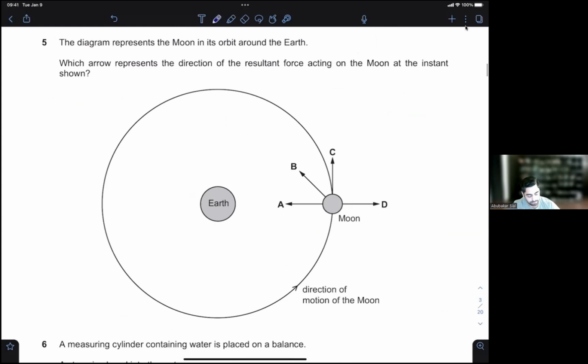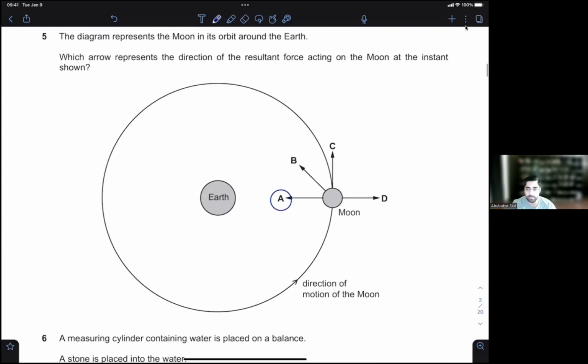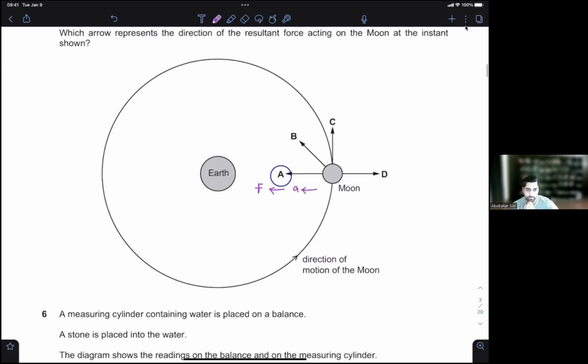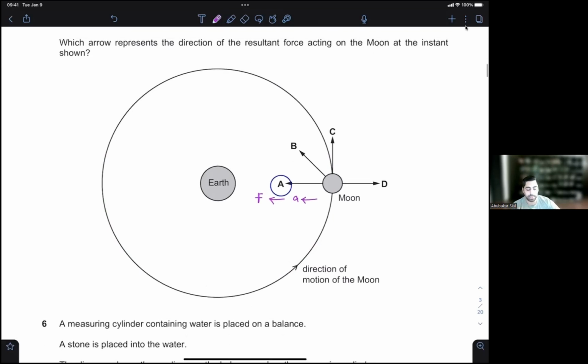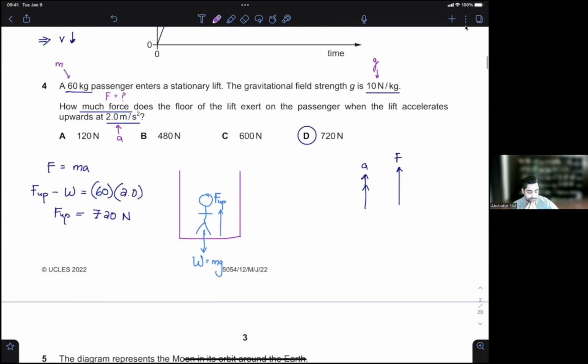Number 5 is really easy. They're saying, where is the direction of the resultant force? In case of circular motion, it's always towards the center of the circle. And again, one thing we can note from this question, which is very important, is that A and resultant force F are both going to be in the same direction. So if they were to ask you about acceleration, which they do very commonly, it's still going to be towards the center.